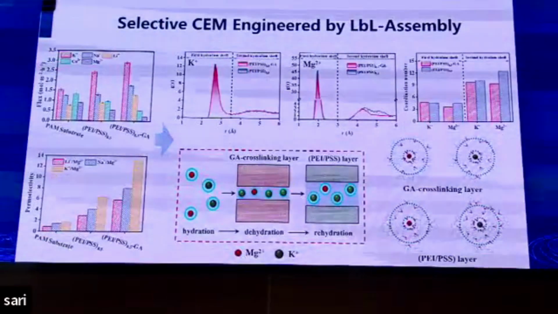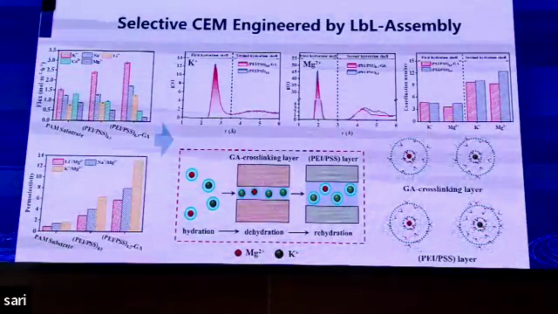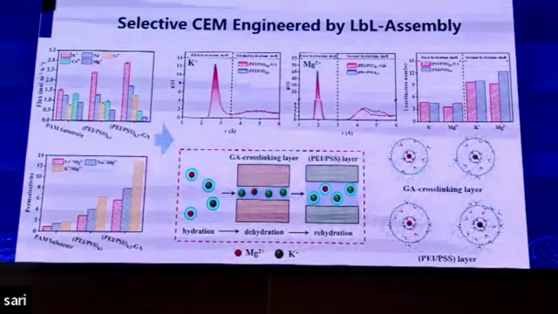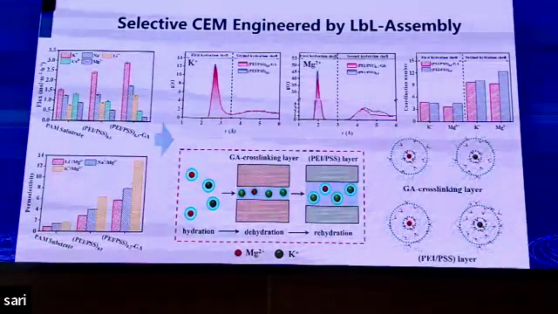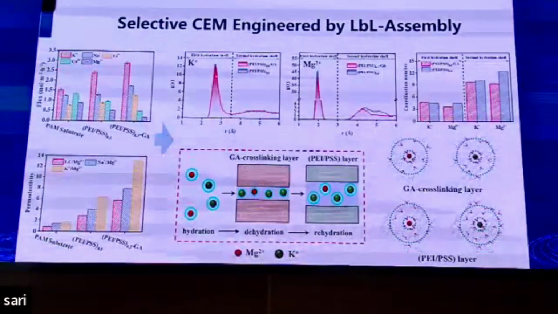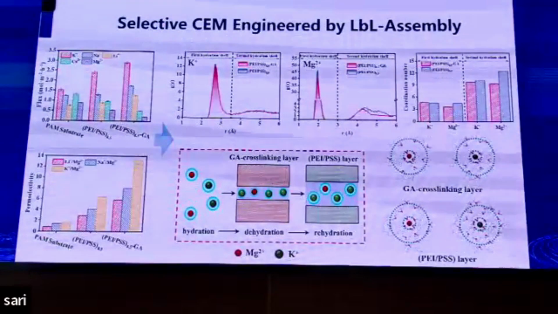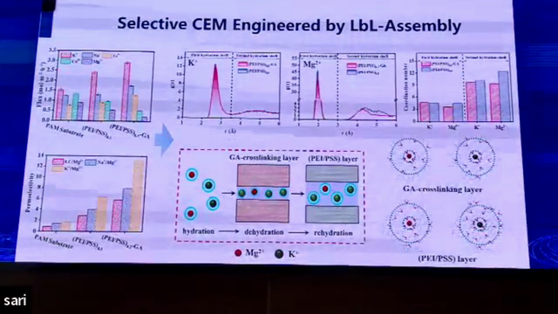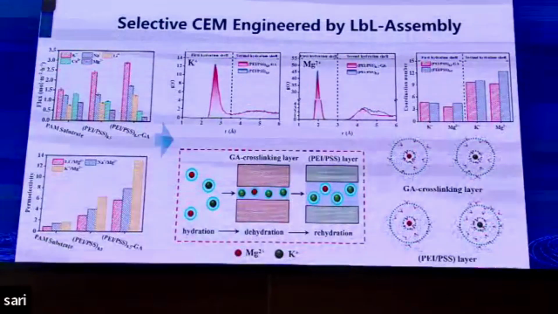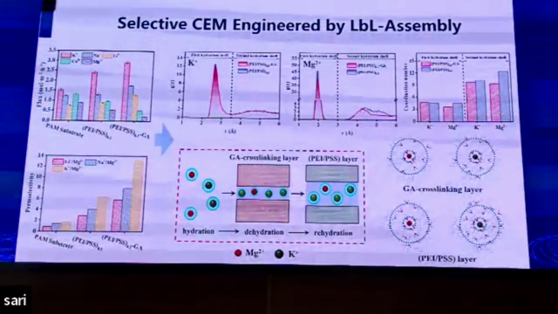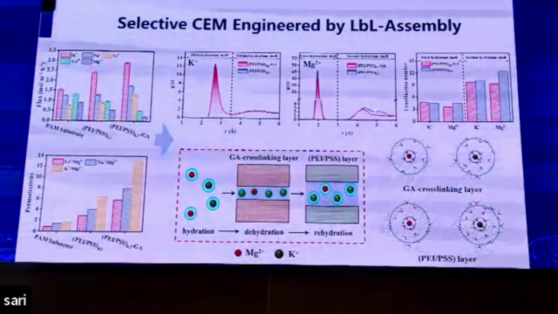For example, we did MD simulation work modeling the pore channels. We can say that for the monovalent ions, for example the potassium ions, the hydration states nearly remained the same with and without the GA layers. But for the magnesium ions, it's different, because its outer hydration layers decreased.